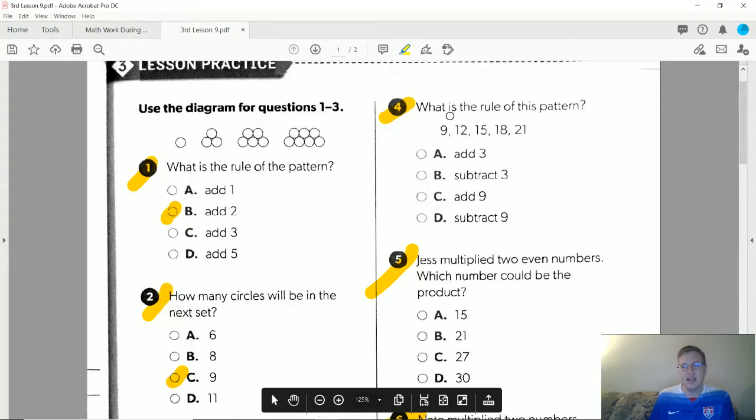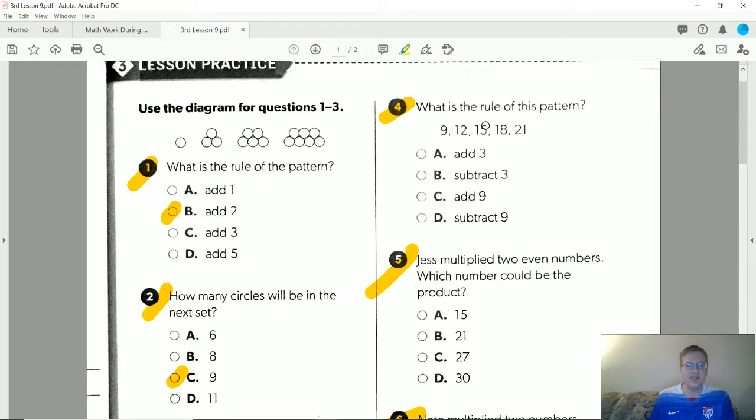Number 4, we are going from 9 to 12, which is counting up by 3, then to 15, which is also counting up by 3, and we continue that pattern. So we are adding 3 each time we change terms in our pattern. Number 5, Jess multiplied 2 even numbers. What product could be the result?